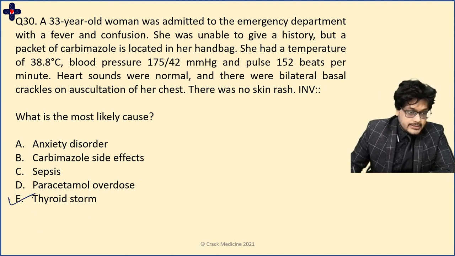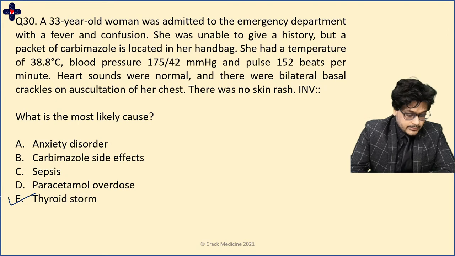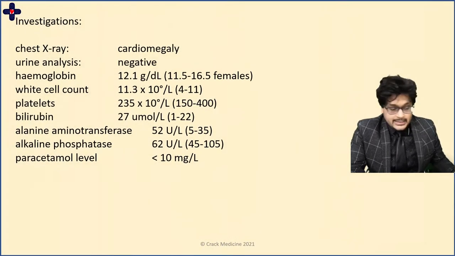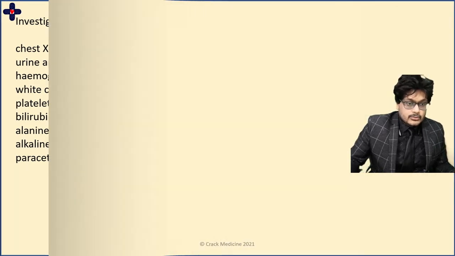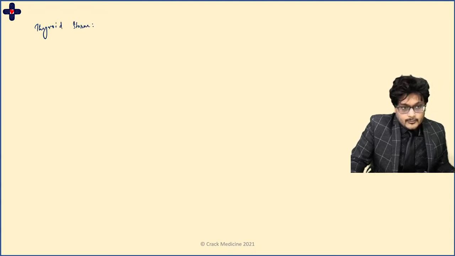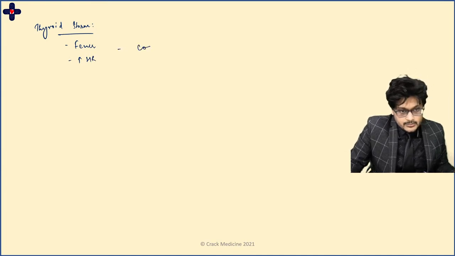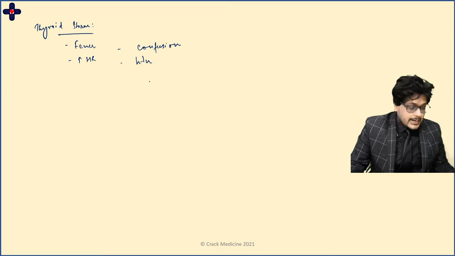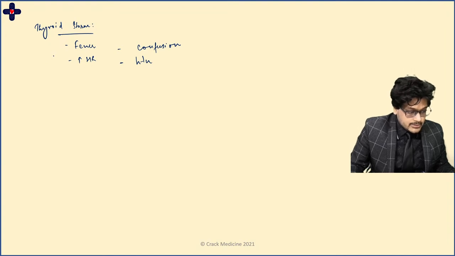Yes, thyroid storm is the correct answer, and the most common cause for thyroid storm is non-compliance with the medications. Okay, so if we talk about thyroid storm over here, you will have fever, tachycardia, confusion. Most importantly, you will have hypertension. Now, if the question stem mentioned a hypotensive episode, we could think about sepsis and other things, okay? But hypertension usually points towards thyroid storm.